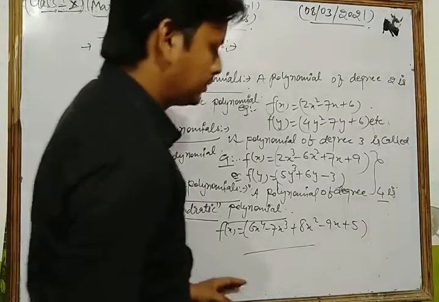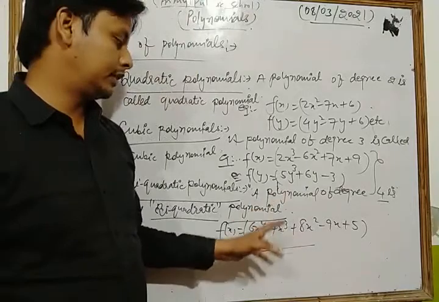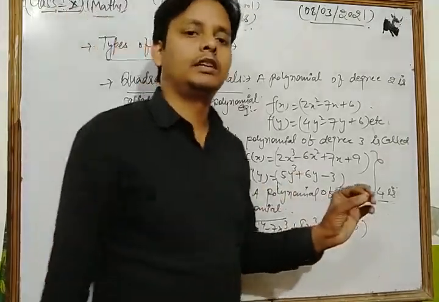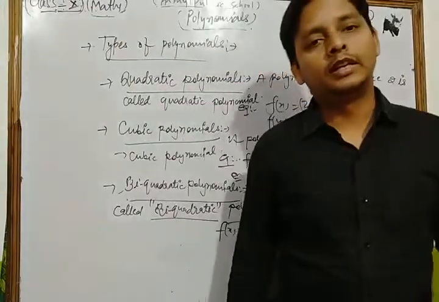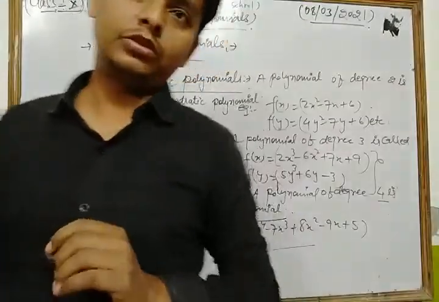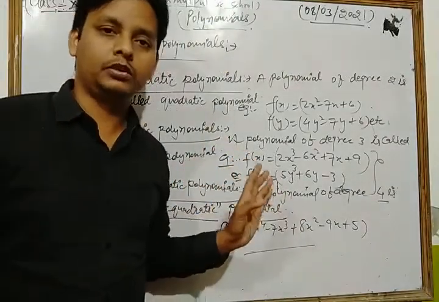In that polynomial, dear students, the highest power of the variable is 4, so it is called a biquadratic polynomial. Okay, dear students, so this is the concept of biquadratic polynomials.